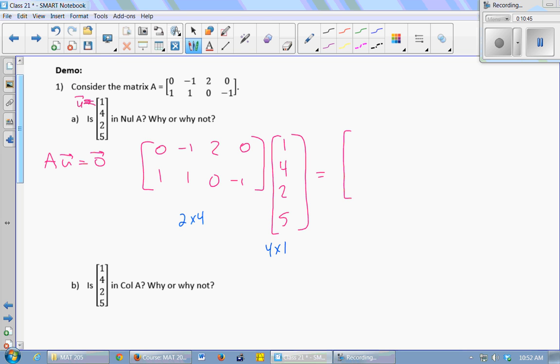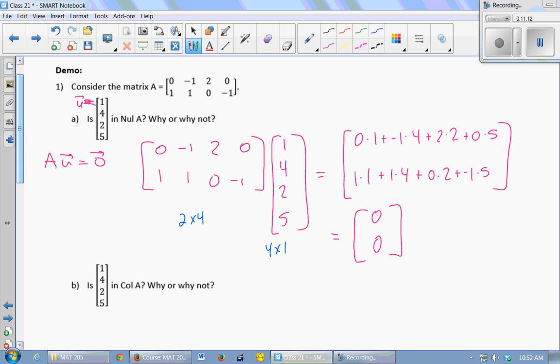So you get those entries by taking each row times the vector. I have 0 times 1 plus -1 times 4 plus 2 times 2 plus 0 times 5, and 1 times 1 plus 1 times 4 plus 0 times 2 plus -1 times 5. And that's 0, 0. So my answer is yes. A times that vector gives the 0 vector, which means that vector is in the null space of A. That's the definition. If it gets mapped to 0, then it's in the null space.